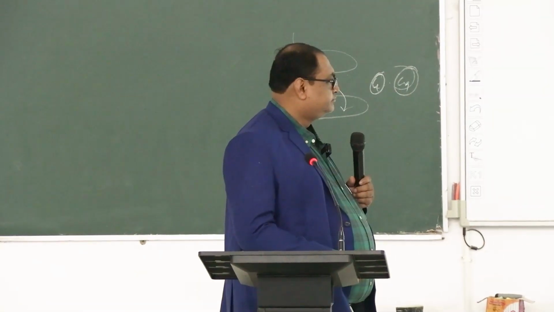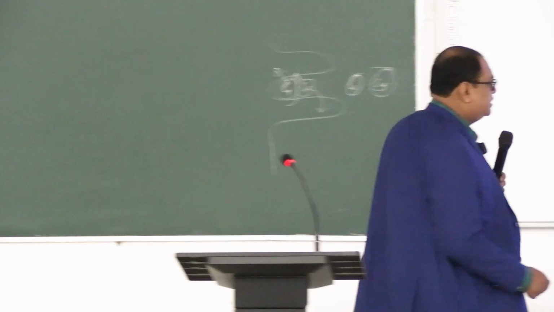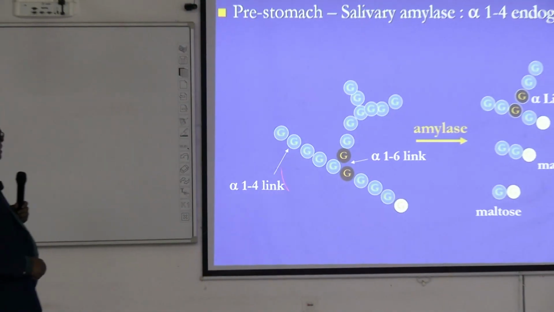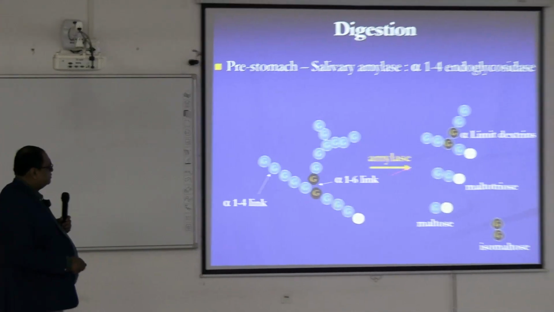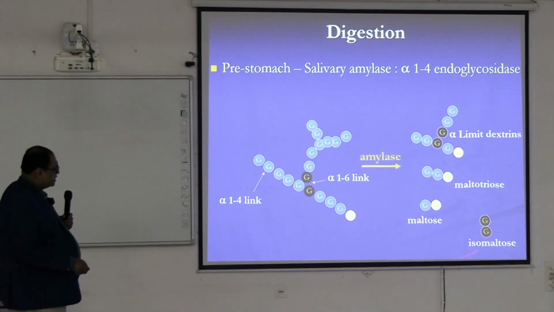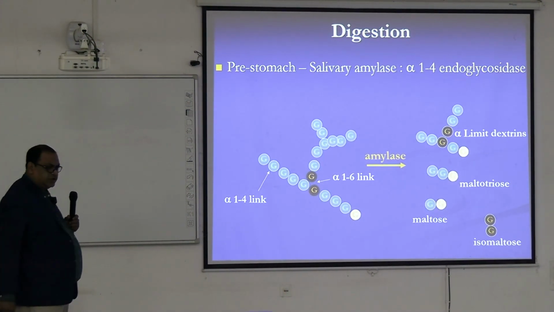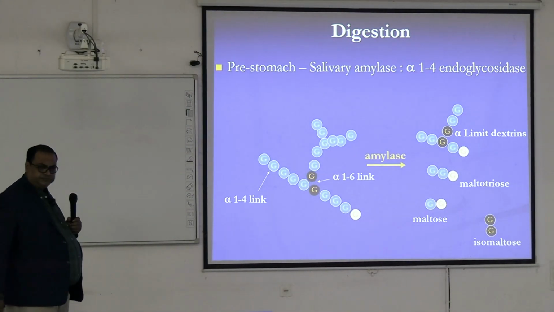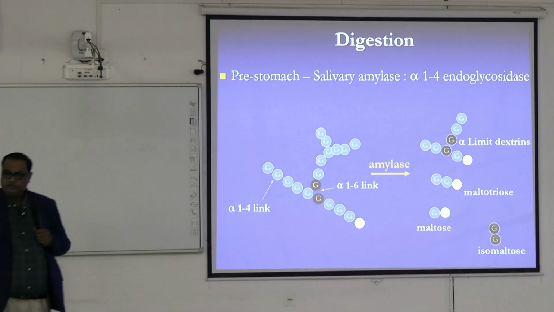Now, these are the processes by which these things are broken down. See, this is salivary amylase, how it breaks down into limit dextrin, maltodextrin, maltose, isomaltose. So the sweet taste is due to these, not due to glucose.